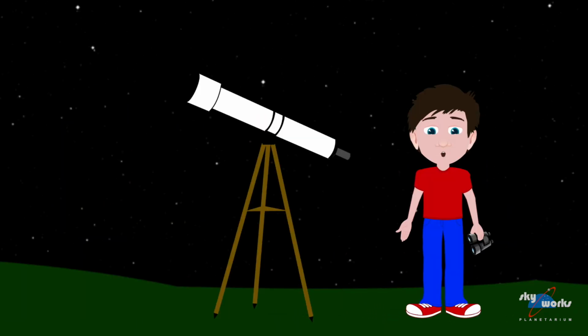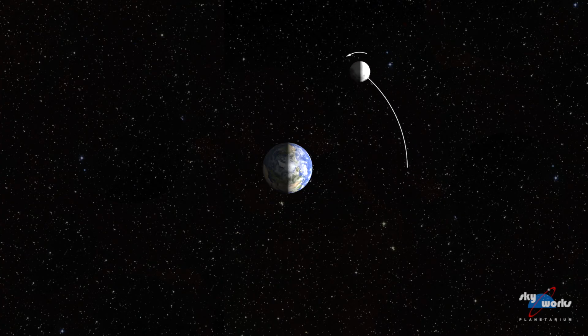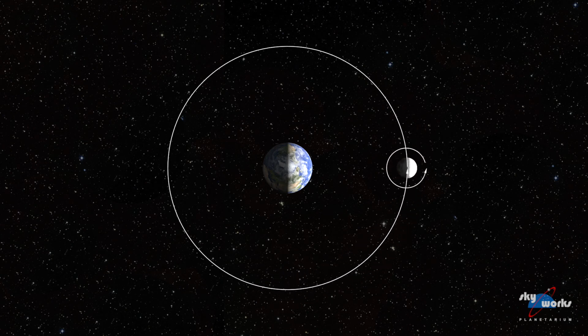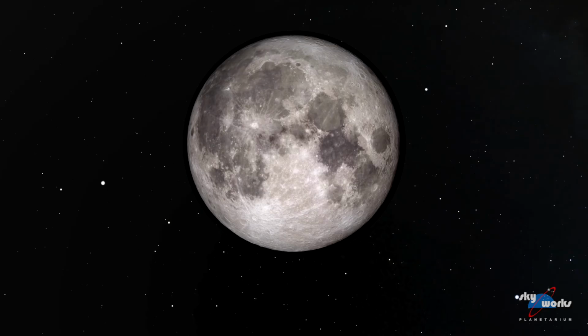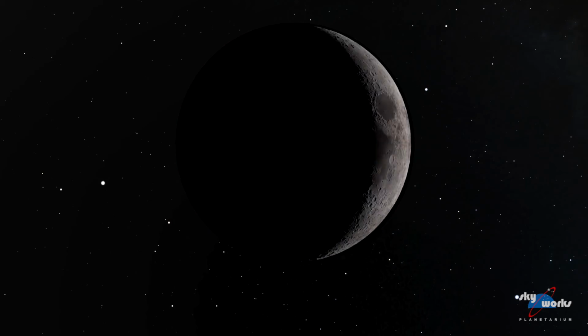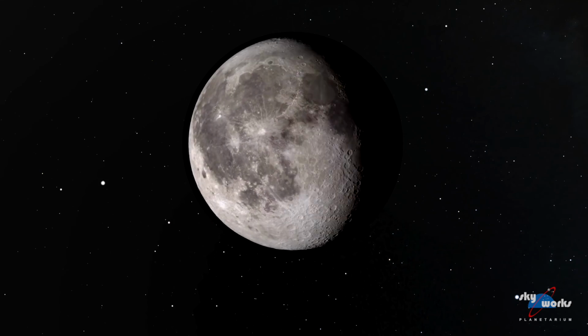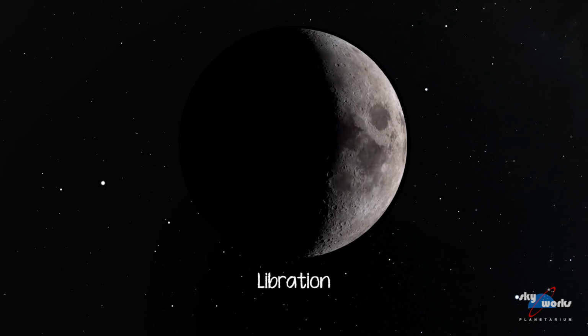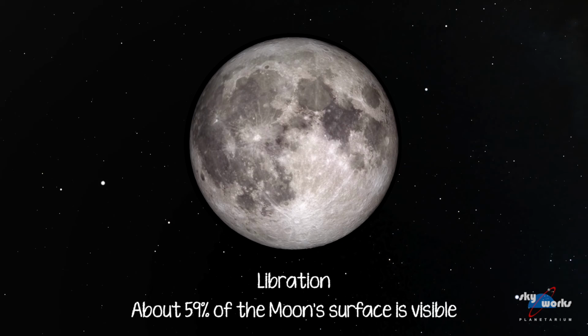If you've ever looked at the moon through a telescope or binoculars, you may have noticed that only one side of the moon faces us. This is because the moon's rotational period equals its orbital period around the Earth. Astronomers call this phenomenon tidal locking, which also occurs with some other moons in our solar system. Although our moon is tidally locked to the Earth, it does wobble a little, causing small parts of the moon's far side to come into view. This wobble is called libration, which causes about 59% of the moon's surface to be visible from Earth.